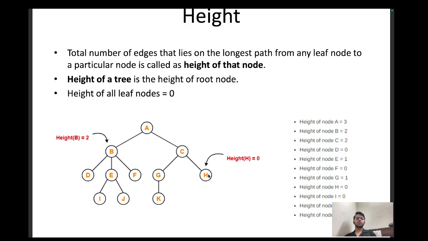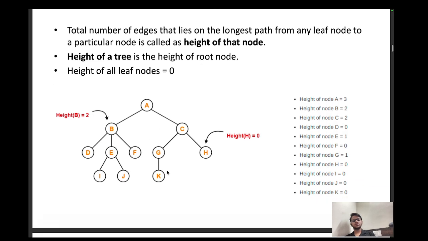Height of H is 0 because it does not have any children. So it is 0 obviously. B has a height of 2. E has a height of 1. F has height 0, and D also has height 0.